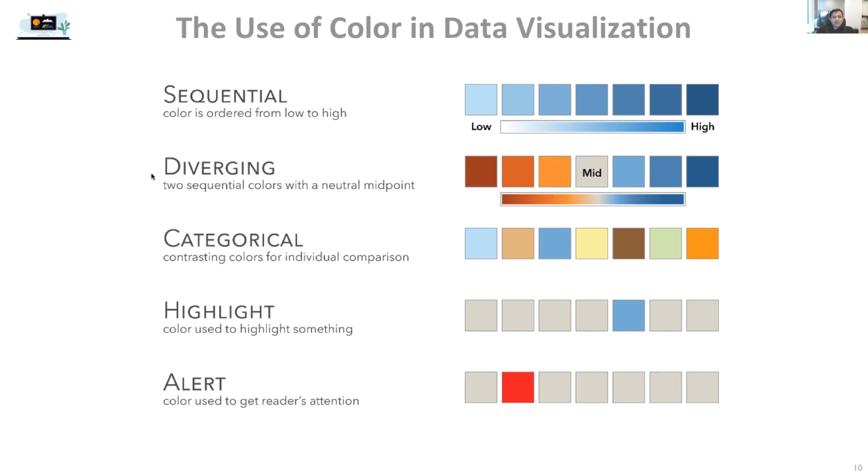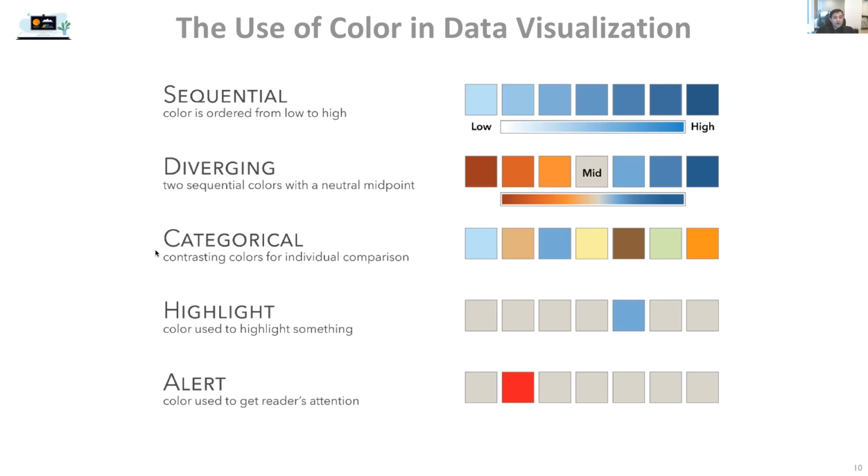The midpoint does not have to be 0. It could be the average. For example, in case of unemployment, it would be the average unemployment rate in the country, and then one color showing the states below the average and the other color states above the average. The midpoint could also be a target value, such as last year's sale or this year's expected sales, and the two colors would encode values above and below that target. That's how we would use a diverging color scheme or palette.